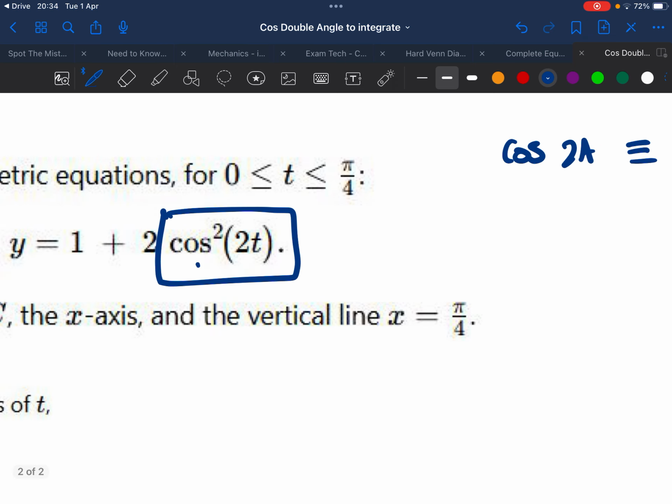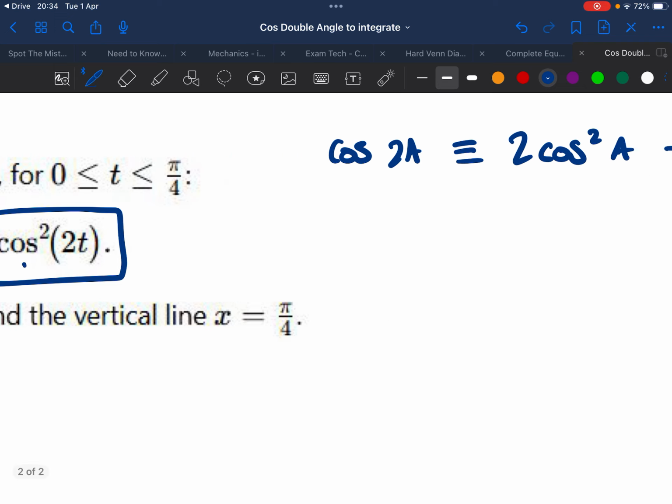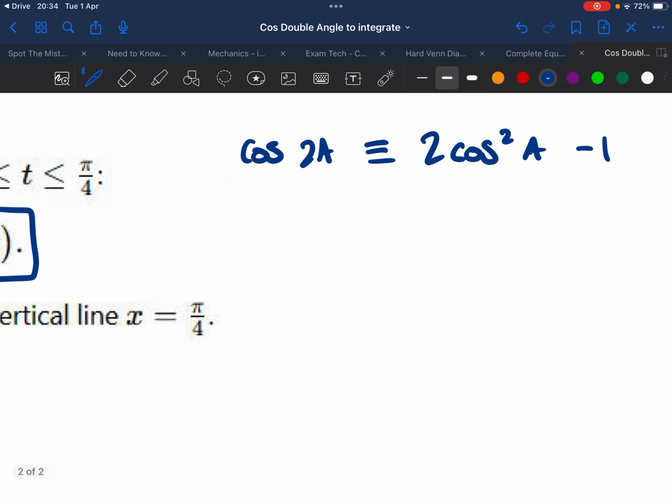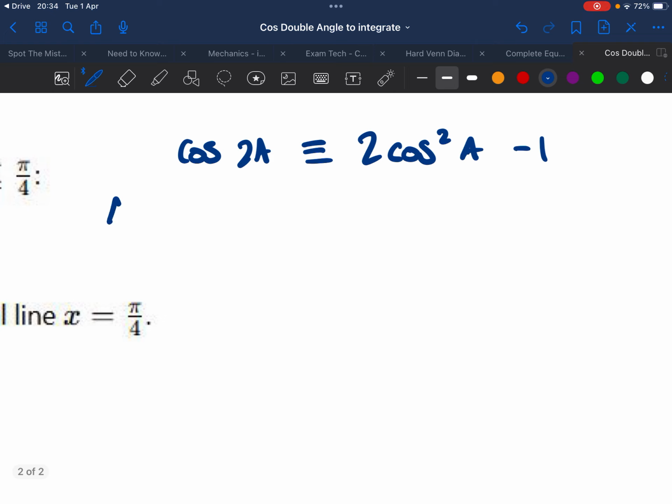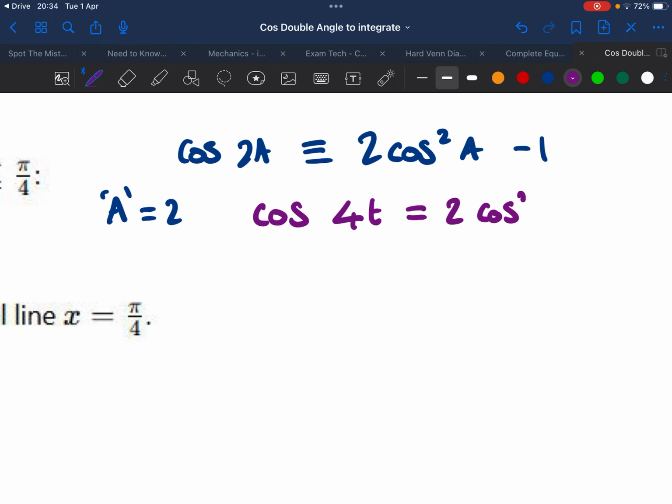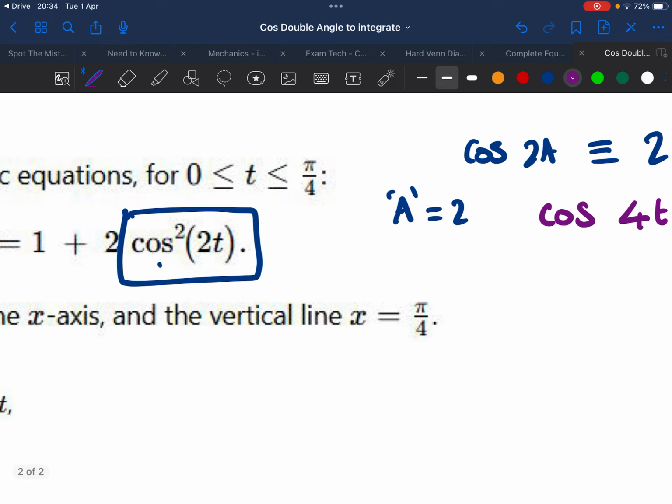Next, let's look here and try and work out what our a value is. Cos squared. It seems as though my a value is 2, doesn't it? So that means what I'm really going to want to do is say cos 4t is equal to 2 cos squared 2t minus 1. Okay, so that just helps me think about what I want to do.